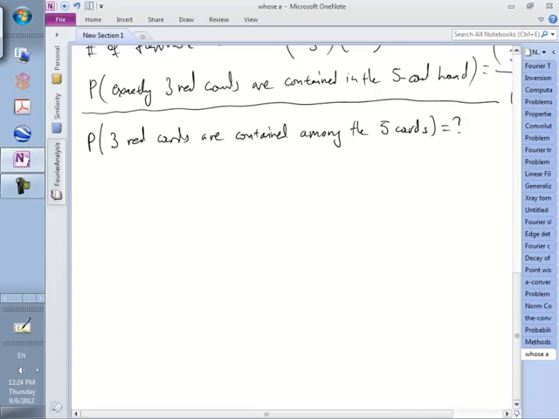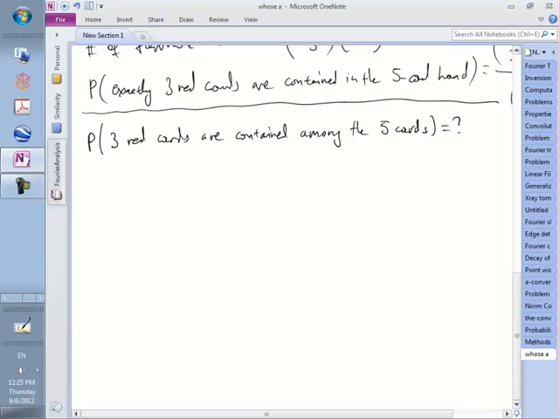We already know part of the solution because we don't have to recalculate the number of favorable simple events. We've done this before. We will use unions, but let's go there slowly. When we say 3 red cards are contained among the 5 cards, that means we can have exactly 3, or exactly 4, or exactly 5 red cards among the 5 cards. What are these events that I just described? Are they exclusive? Yes, they are exclusive because each one rules the other out.